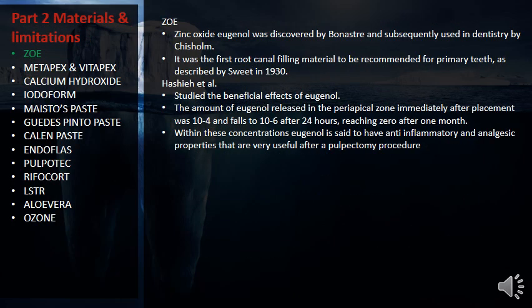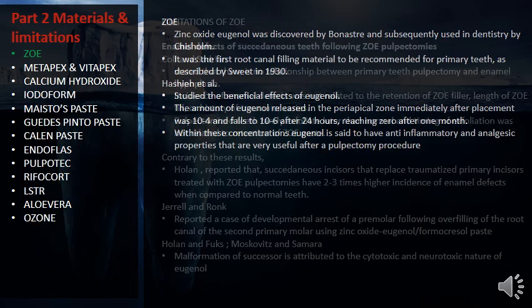Zinc oxide eugenol cement. ZOE was discovered by Chisholm and subsequently used in dentistry by Kisholm. It was the first root canal filling material to be recommended for primary teeth, as discovered by Sweet in 1930. Hashish et al. studied the beneficial effect of eugenol. The amount of eugenol in the periapical zone immediately after placement was 10 to the power of 4 and falls to 10 to the power of 6 after 24 hours, reaching zero after 1 month. Within these concentrations, eugenol is said to have anti-inflammatory and analgesic properties that are very useful for the pulpectomy procedure.